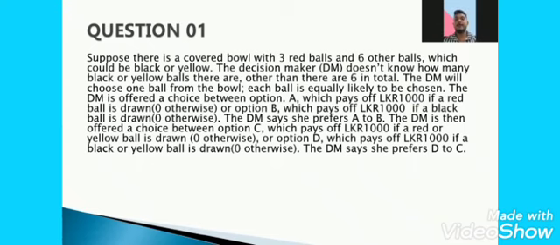Option C pays 1000 rupees if a red or yellow ball is drawn, otherwise 0. And option D pays 1000 rupees if a black or yellow ball is drawn, otherwise 0. And the decision maker says she prefers D more than C. The question is to show that these preferences are not consistent with what we learn about decision making under uncertainty and the theory of expected utility. Our group member Pasindu will provide the answer for this question, and I invite him.